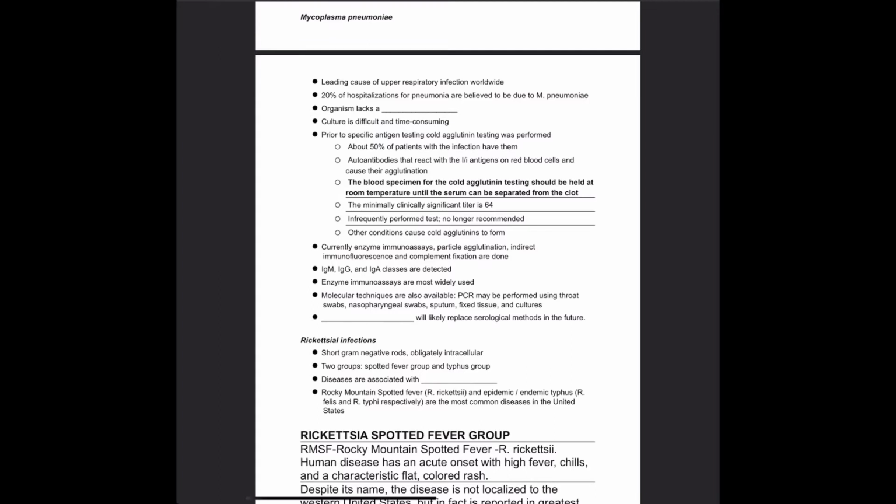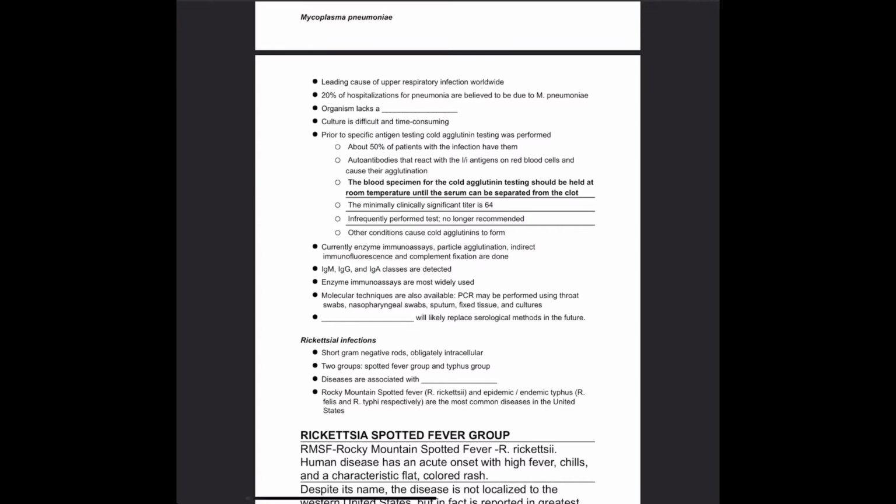About 50% of patients with the infection have them, and autoantibodies that react with the I antigens on red blood cells cause their agglutination. The blood specimen for the cold agglutinin testing should be held at room temperature until it clots. The minimally clinically significant titer is 64, and this isn't really performed anymore, especially because other conditions can cause cold agglutinins to form. Currently, enzyme immunoassays, particle agglutination, indirect immunofluorescence, and complement fixation are used for testing.